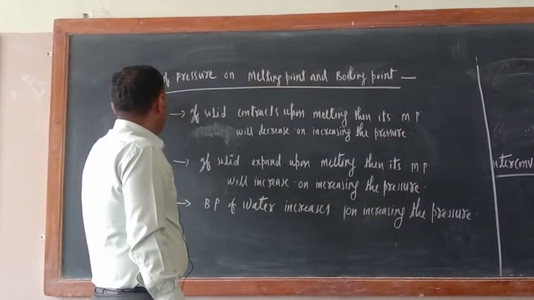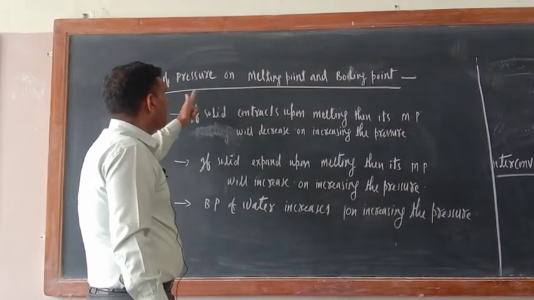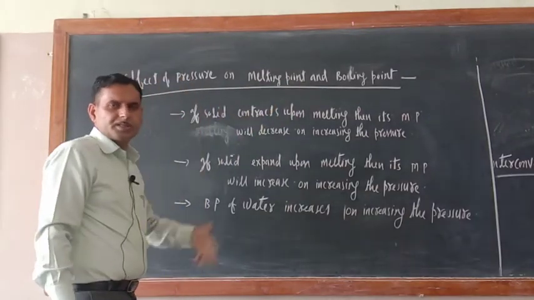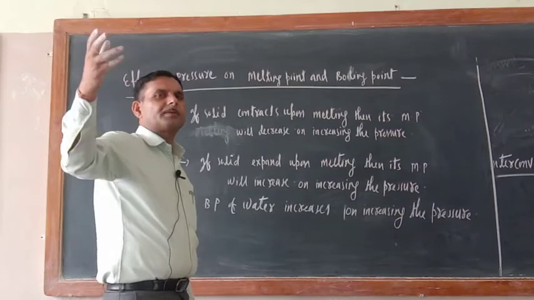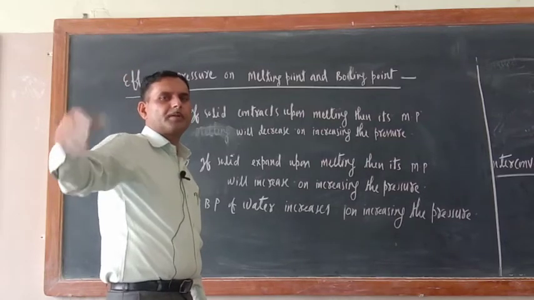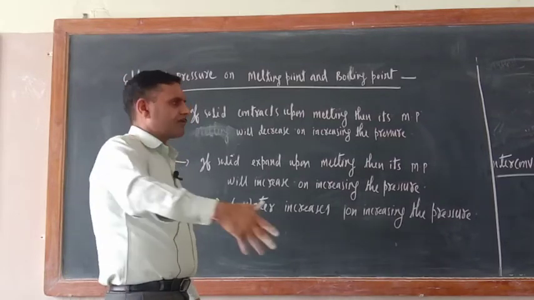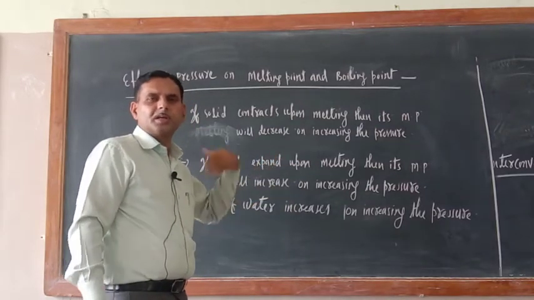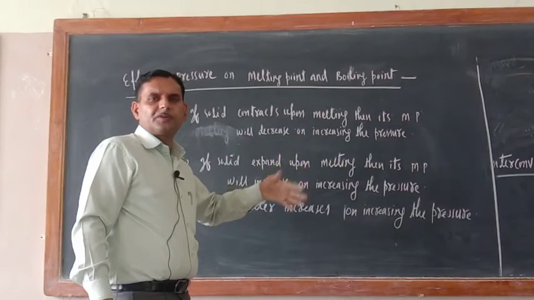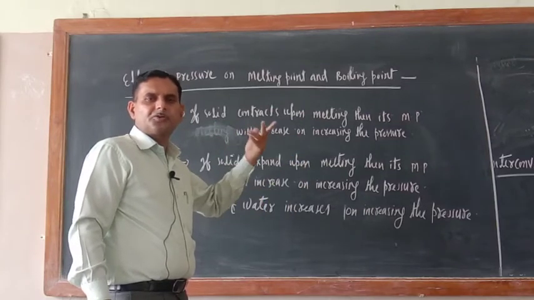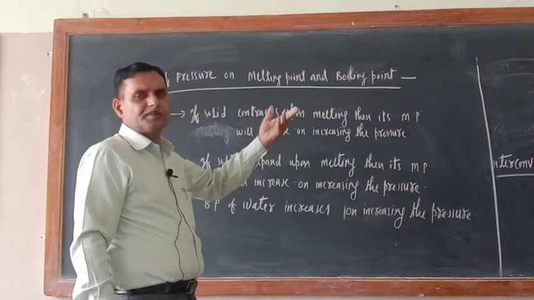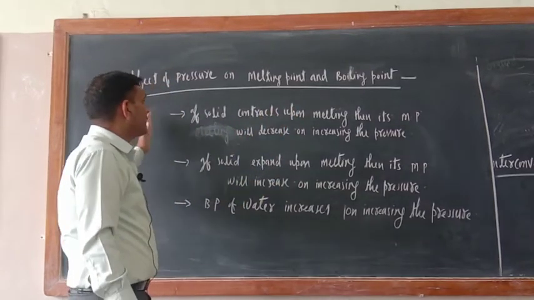Dear cadets, there is one more aspect: the effect of pressure on melting point and boiling point. So just see, what is the effect of temperature on melting point and boiling point? We have already studied interconversion of states of matter, and that is the effect of temperature only. Solid can be converted into liquid upon increasing the temperature, and liquid can be converted into gas on increasing the temperature. That is the effect of temperature. What is the effect of pressure?